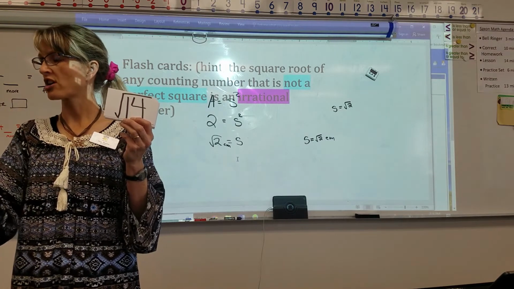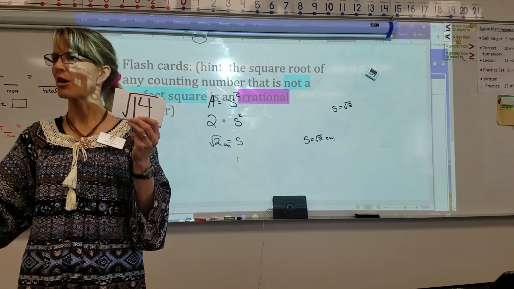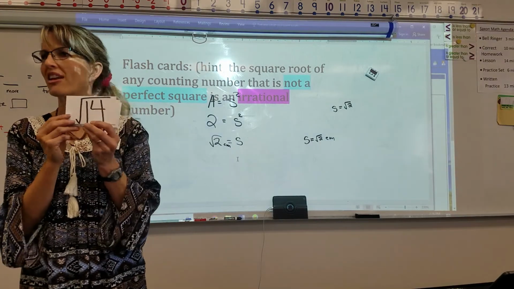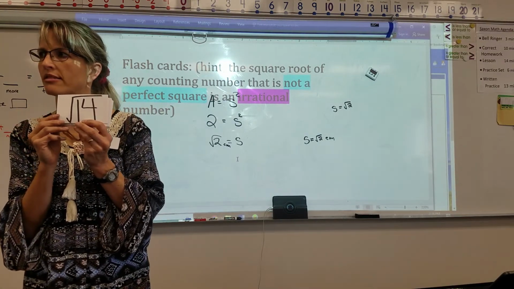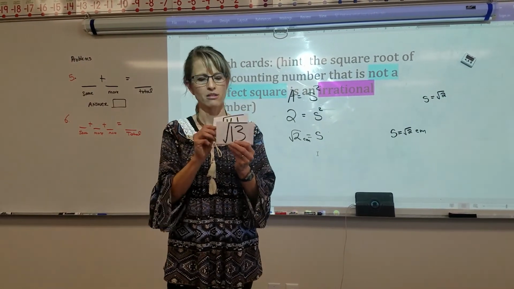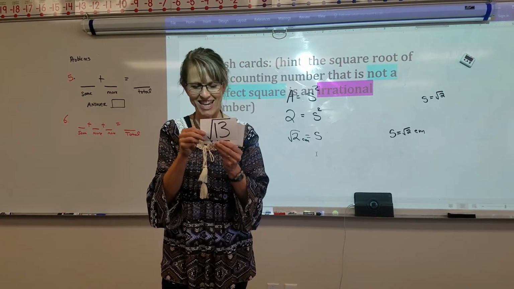There's no repeating chunks. It doesn't go 3, 3, 3, 3, 3, right? And it doesn't stop. It keeps on going. It fills your whole calculator screen. So it doesn't matter that it's even. It matters that you can't take a perfect square root of it. Is this irrational? Yes. Yes, this is irrational.